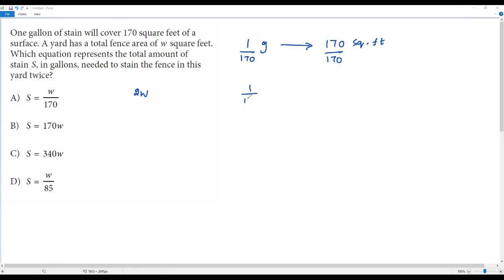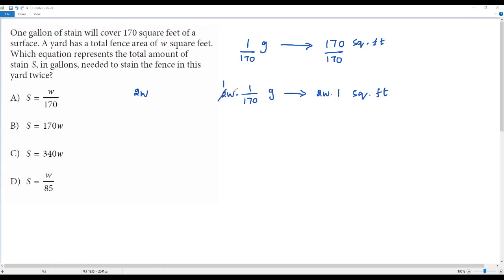Now we have 1 over 170 gallons on the left side. On the right side, the value of this fraction is 1. Then we have 1 square feet. Now let's multiply both these quantities by this area 2W. Let me do it on the left side. Now on the right side.